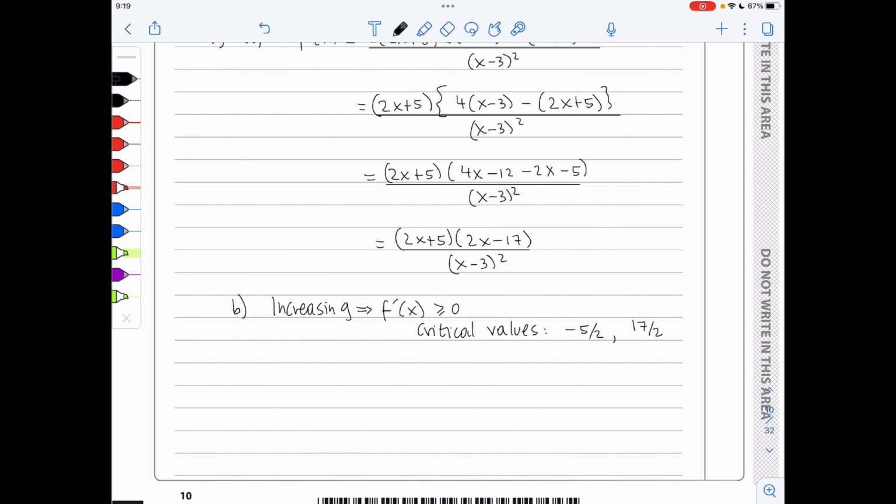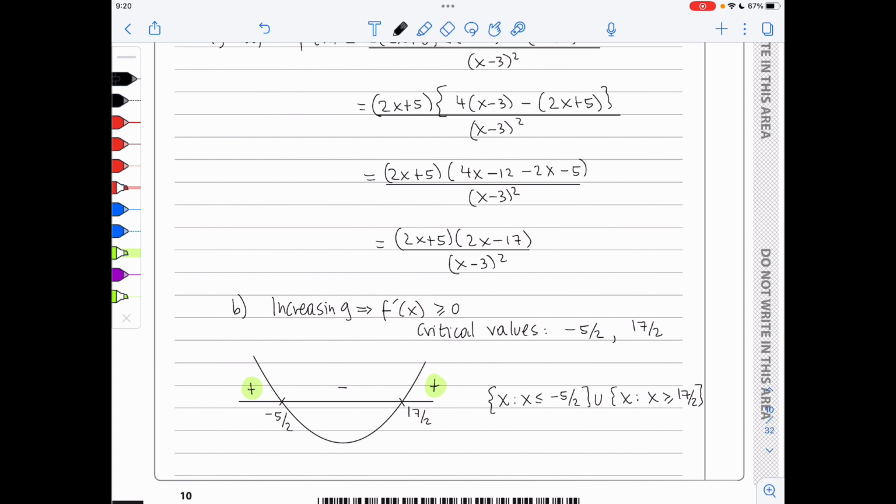So it's a quadratic inequality. I solve this graphically. The minus 5 over 2 is here. The 17 over 2 is here. It goes plus, minus, plus. We want to be positive, so we want to be on the left or to the right. So the solution is that we are increasing for all values of x such that x is less than or equal to minus 5 over 2, or all values of x such that x is greater than or equal to 17 over 2.